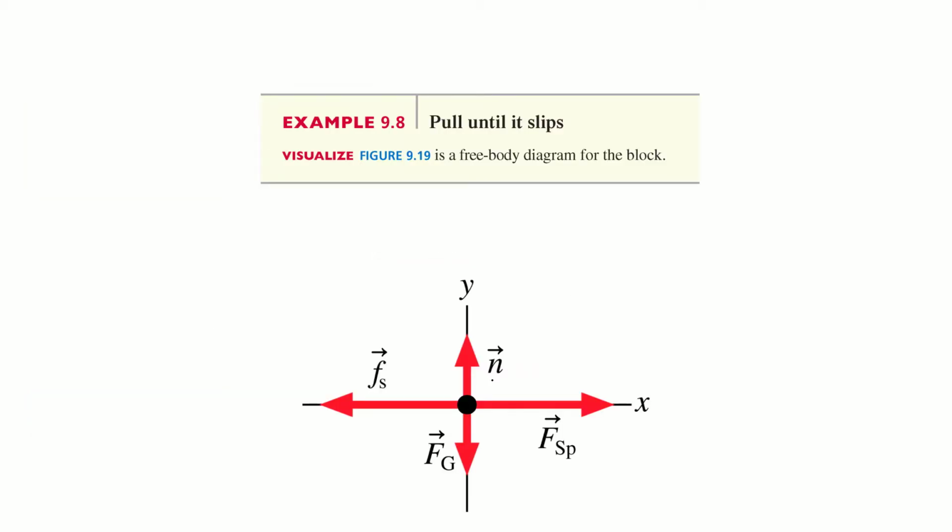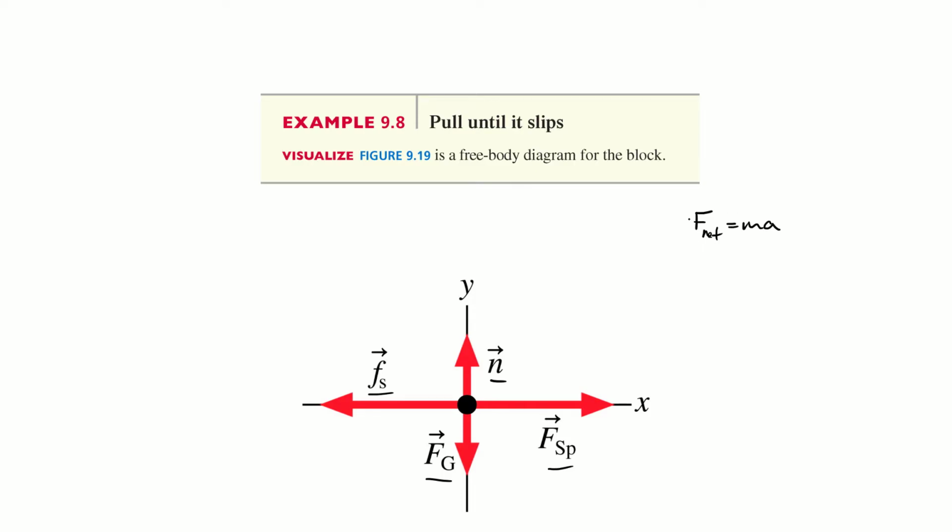Normal force is always going to be straight up. Force of gravity straight down towards the center of the earth. Force of static friction keeping it stationary, and the force of the spring trying to pull it to the right. Building off this, our last part is F net equals ma.